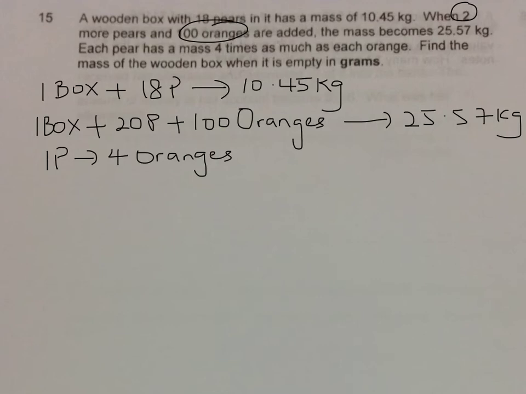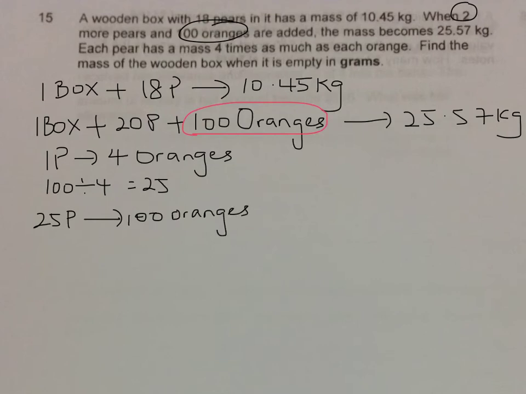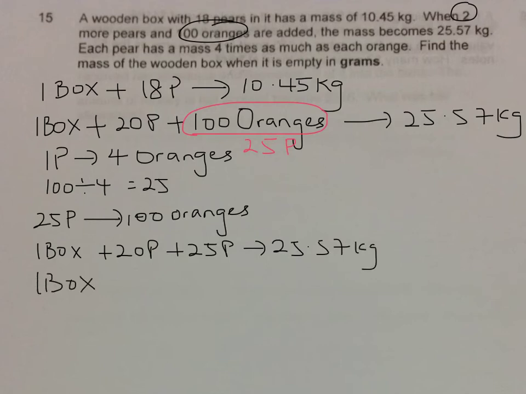If 1 pear is 4 oranges, we take a look at this. There are 100 oranges here, so we take 100 divided by 4, which equals 25, which means 25 pears is equal to 100 oranges. If we substitute 25 pears here, we'll have 1 box plus 20 pears plus 25 pears giving you 25.57 kg. 1 box plus 45 pears will give you 25.57 kg. So we can cancel this statement with this statement.